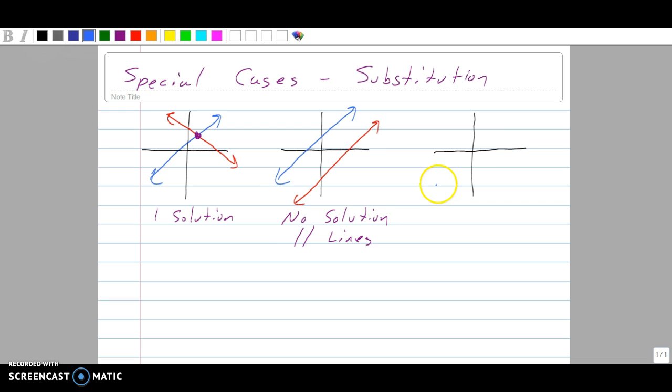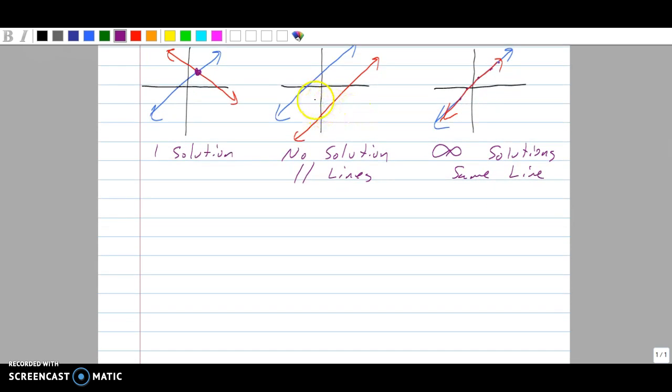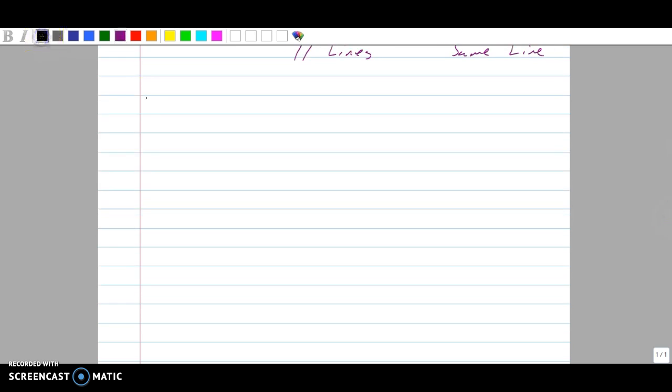And our third scenario, of course, is we have one line and the other line is mapped on top of it because, in fact, it's the exact same line. It has a lot of intersection points. This is infinite solutions because they are the same line. So in the previous video, we talked about how to solve by substitution and get one solution. In this video, we're going to talk about what it will look like if it's no solution or infinite solutions. So let's do our first example here.